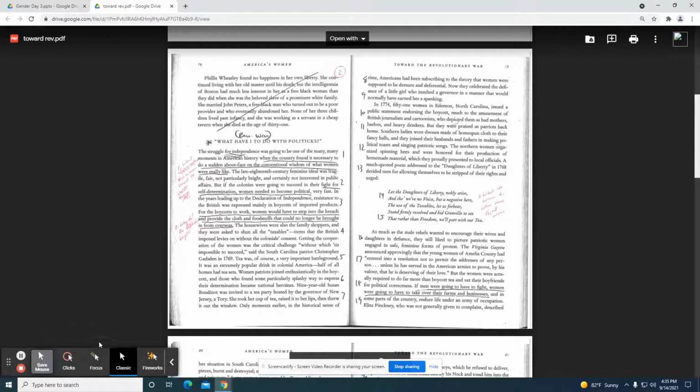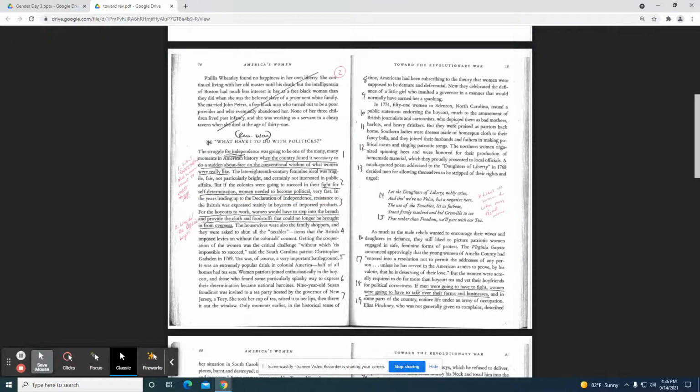Here we see the boycott, last section right here. For the boycott to work, women would have to step in the breach and provide the cloth and foodstuff that can no longer be brought in from overseas. So we see women fulfilling that void once again.